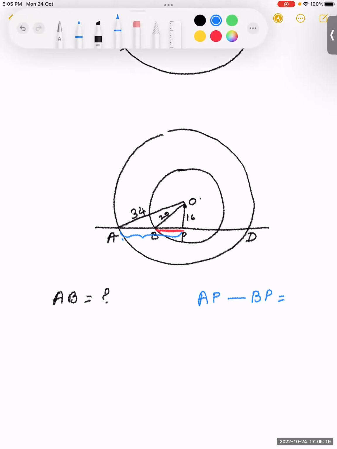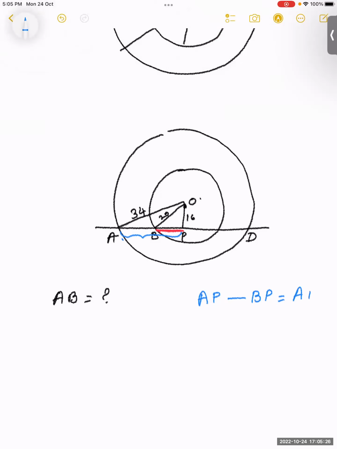Martin, can you guess what is AP minus BP? AB, ma'am. It is AB. Yes, it is AB. So it is AP minus BP. Look at my screen. Okay, got it. So is it not AB?